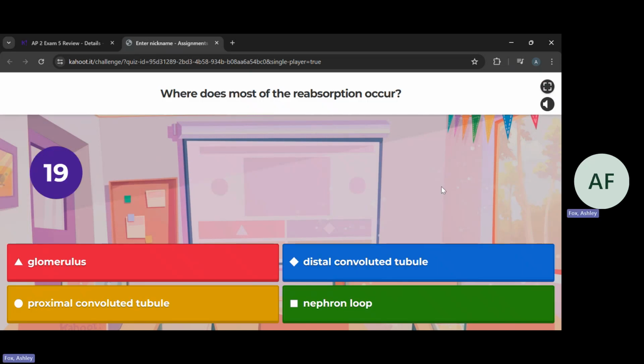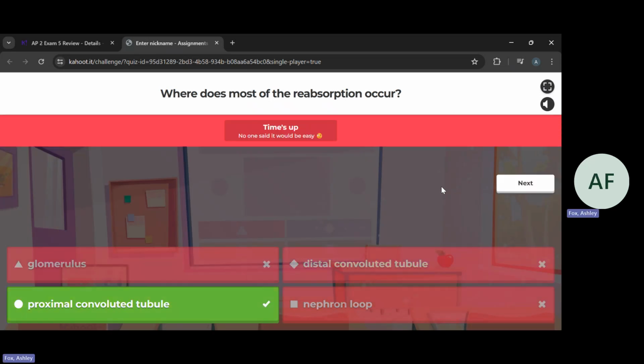Where does most of the reabsorption occur? Glomerulus, distal convoluted tubule, proximal convoluted tubule, the nephron loop. That's the proximal convoluted tubule. Now remember, we push everything out with the glomerulus. It's filtration. Push everything but proteins and cells into the glomerular capsule, into the proximal convoluted tubule, and then we reabsorb most of it immediately.